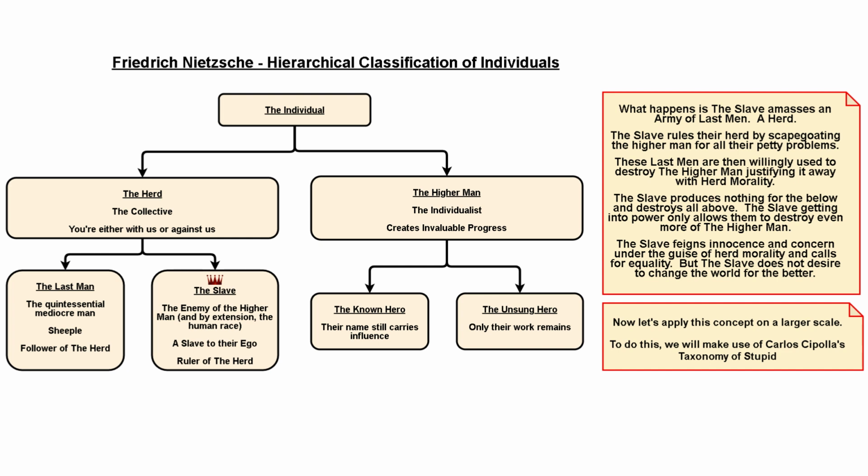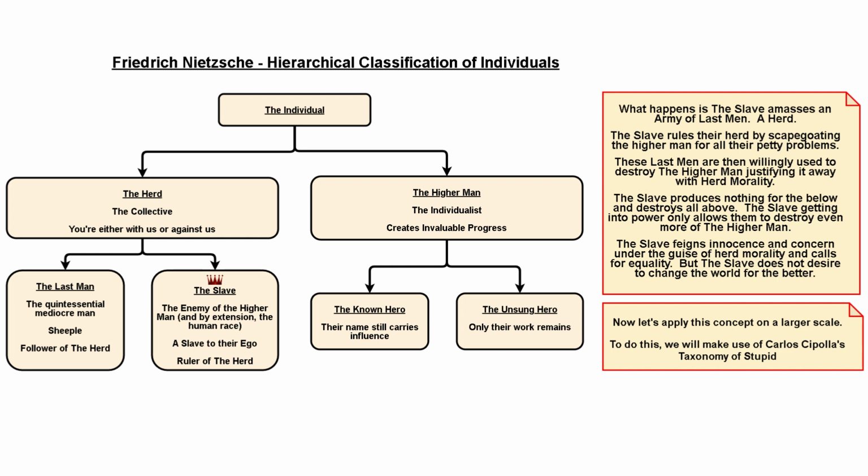Then you have the unsung hero, and only their work remains. A good example is who invented the first house? Way back, who invented the first house? We use houses all day, but we don't know who invented the first house. It's just things like that where their work remains, and people have built upon that initial framework, but no one knows. You can try and guess, but you don't know. And eventually all the known heroes are generally going to become unsung heroes.